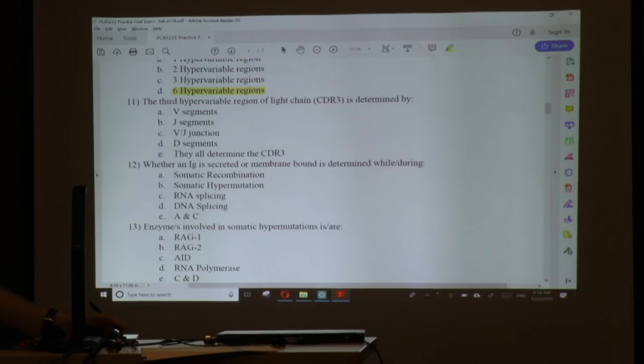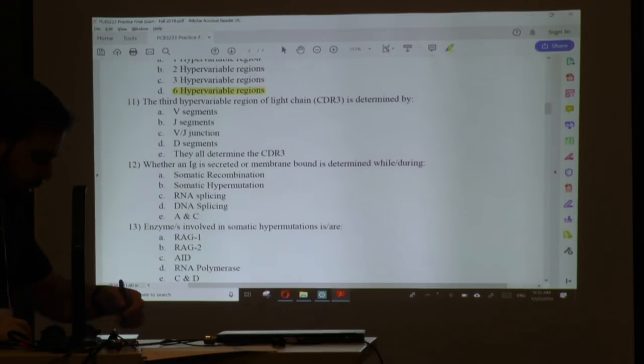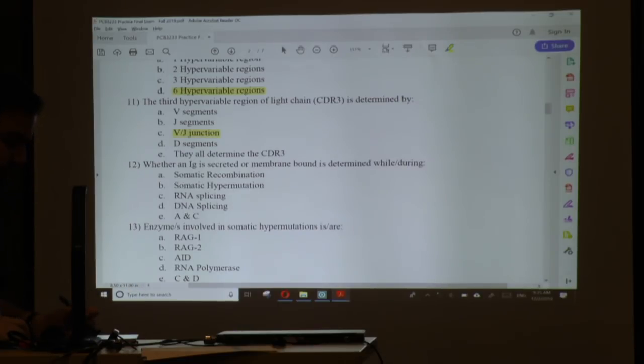All right, so just remember, CDR1 and 2 are always coded by the V segment in both heavy and light chains. And then CDR3 for the light chain is just the junction between V and J. And in the heavy chain, it's going to be the junction of V and D, the D segment, and then the junction of D and J. Okay? Cool. So then the correct answer here is going to be C, the V and J junction.